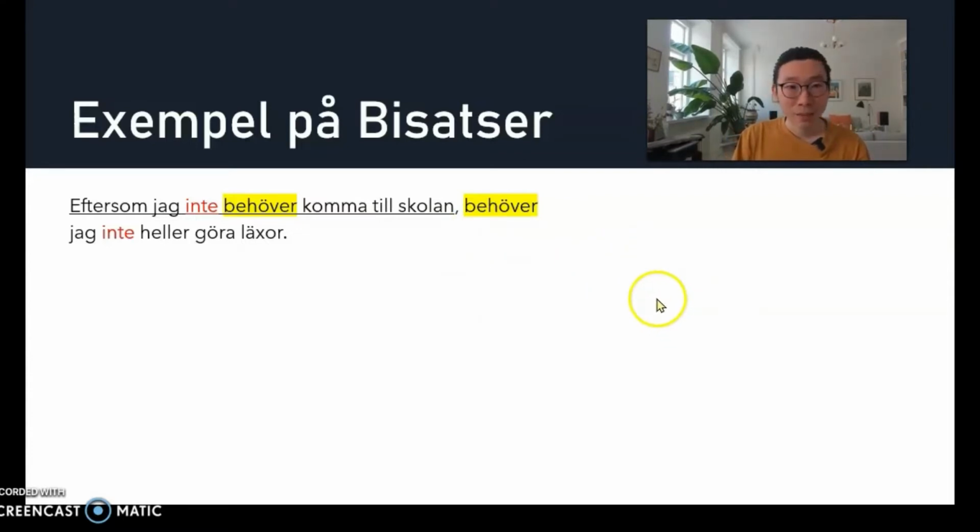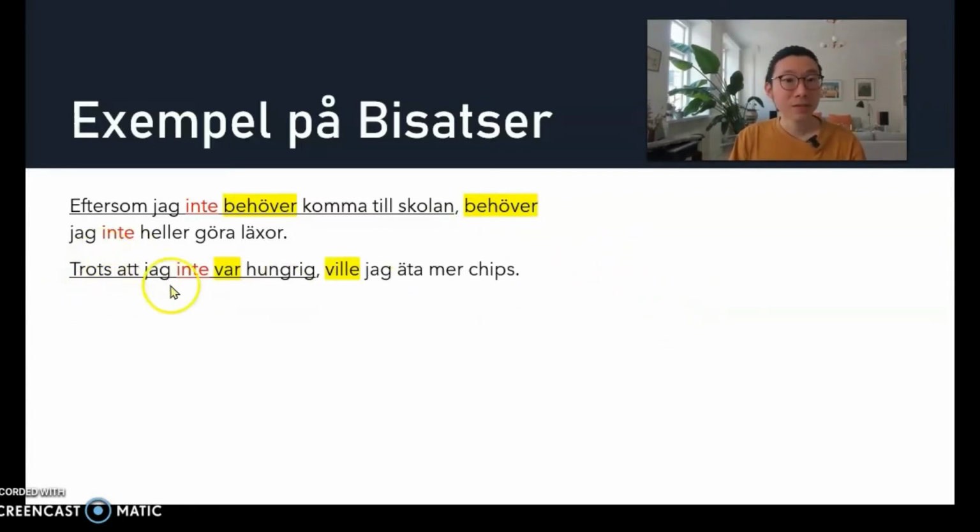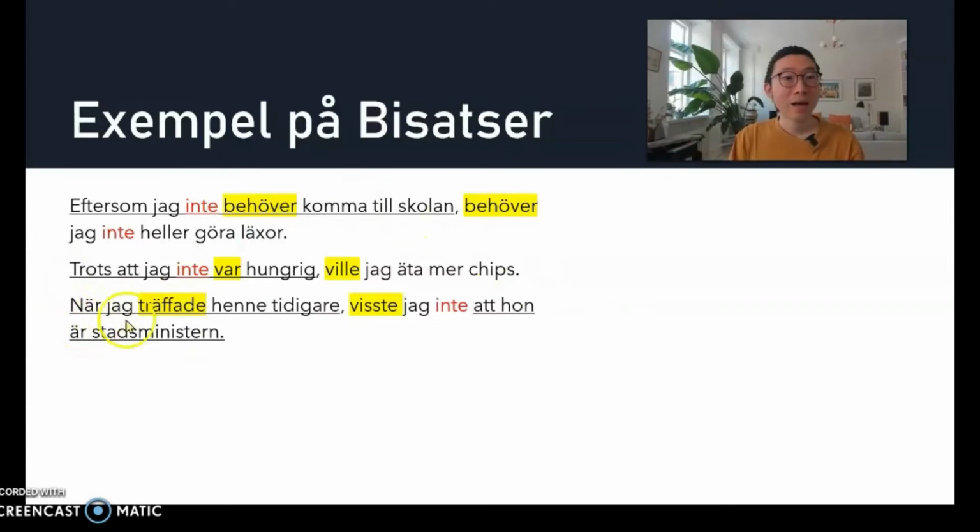Vi tittar på nästa exempel. Trots att jag inte var hungrig ville jag äta mer chips. Although I was not so hungry, I wanted to eat more chips. Nästa exempel. När jag träffade henne tidigare visste jag inte att hon är statsministern. When I met her earlier, I didn't know that she is the prime minister.